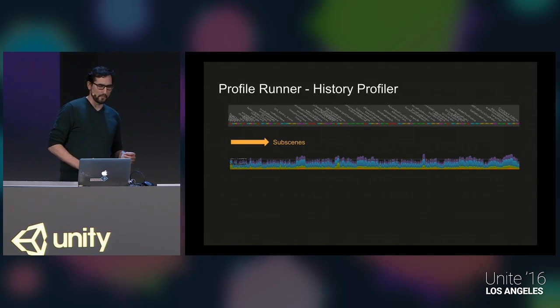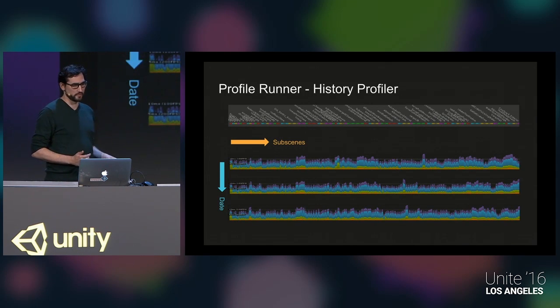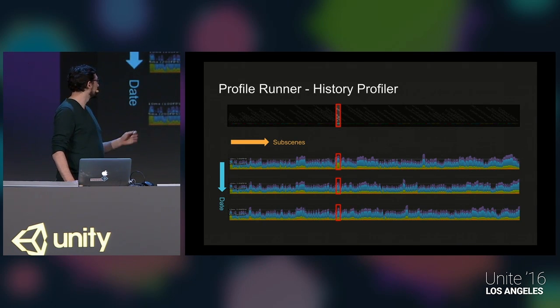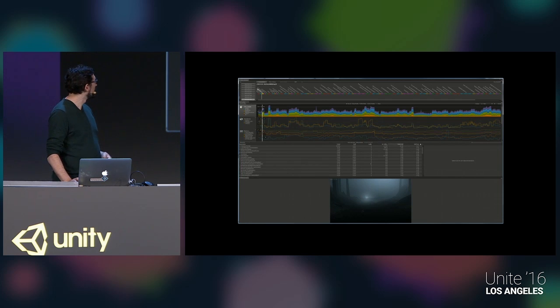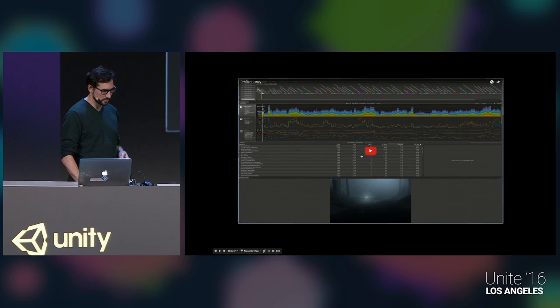Aside from always having the latest available profile data, we got a lot of history with an automated build system, so we could track our progression and regression through development. What we did was select a subscene, take that part of the history, and flip the axis so you had a history view of that scene. Here's a little demonstration of how it looks in the editor.